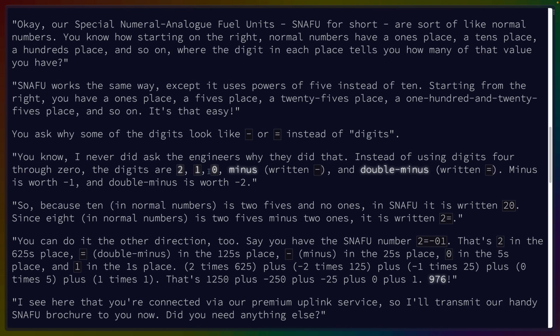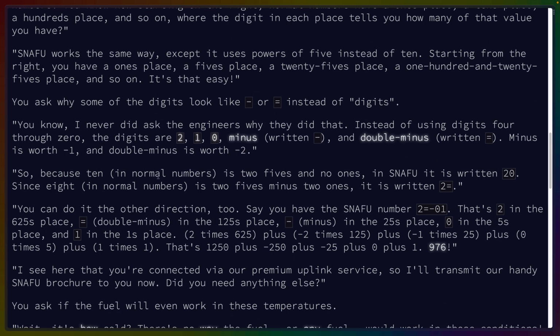The digits are 2, 1, 0, minus, and double minus. Minus is -1 and double minus is -2. So because 10 is 2 5s and no 1s, then Snafu's written 20. Since 8 is 2 5s minus 2 1s, it's written 2 equals. So this isn't just like base 5 or something. You can do it in the other direction too.